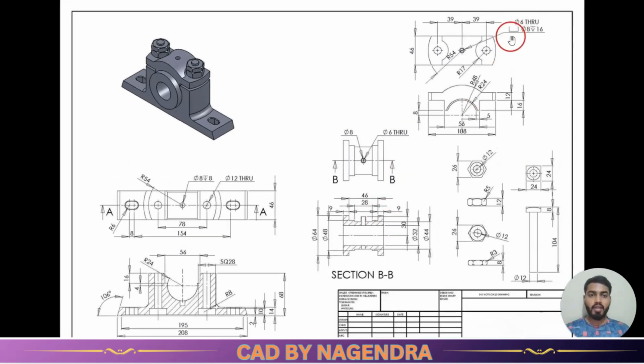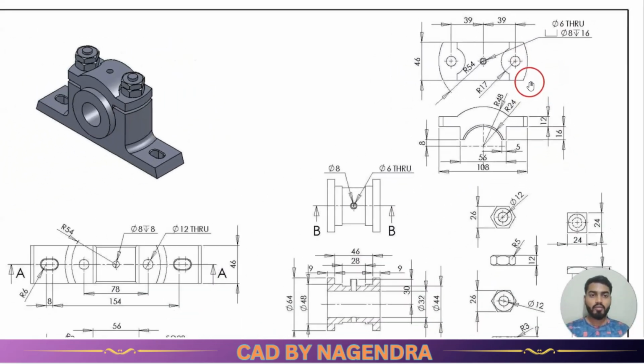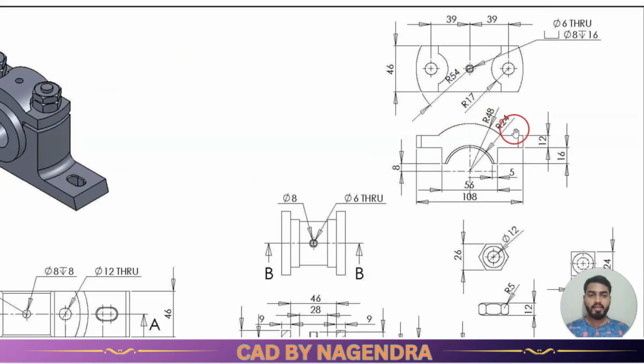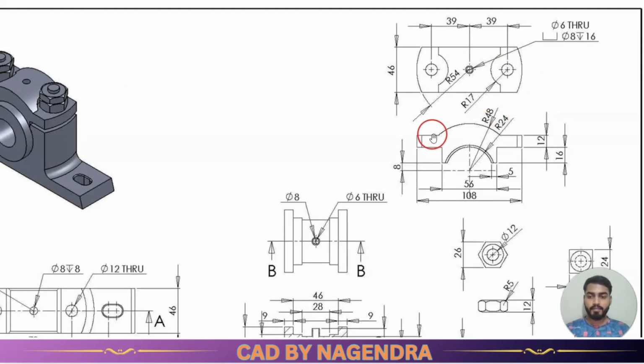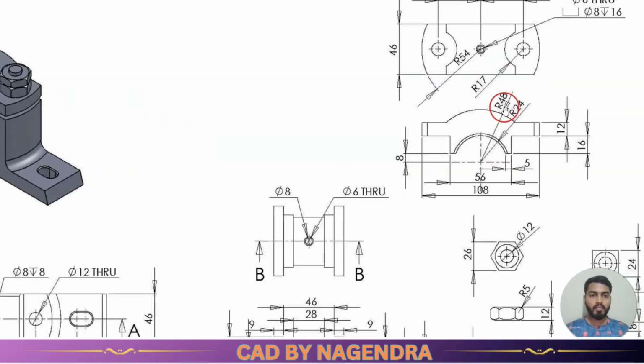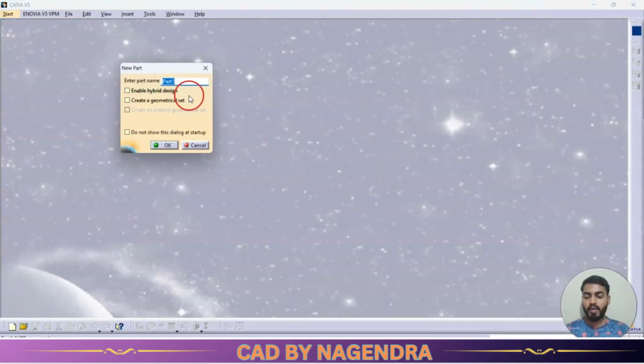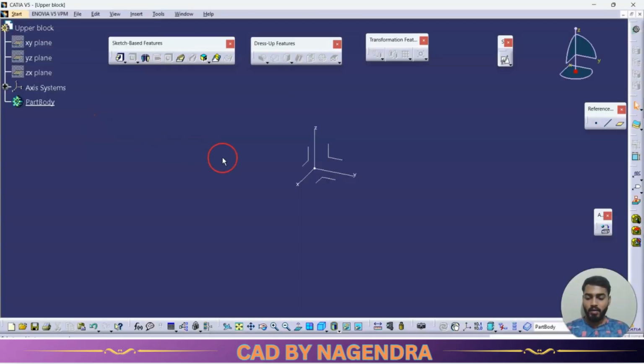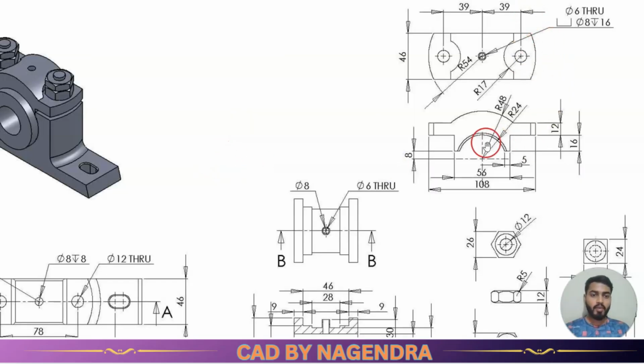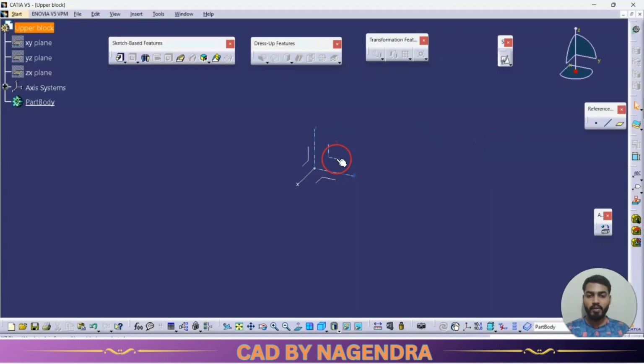So next we will create this upper block, similar to what we created for this base. For this, I'll go for new part. We are going to create the upper block here. Now, same to create this upper block: in front view we have this curvature, and in top view we have these different shapes. So let me create this front view shape first.